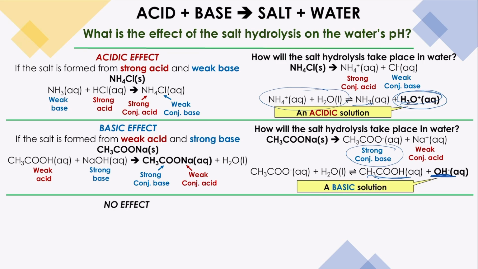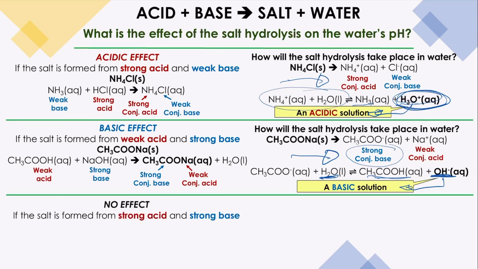If it is a strong conjugate base, it will interact with water by gaining H+, like here. If it is a strong conjugate acid, it will interact with water by producing H+, leaving H3O+, which will make it acidic. But in the second scenario, it interacted and gained H+ from water, leaving OH-, and it made the solution basic. The third scenario, no effect: if the salt is formed from strong acid and strong base.